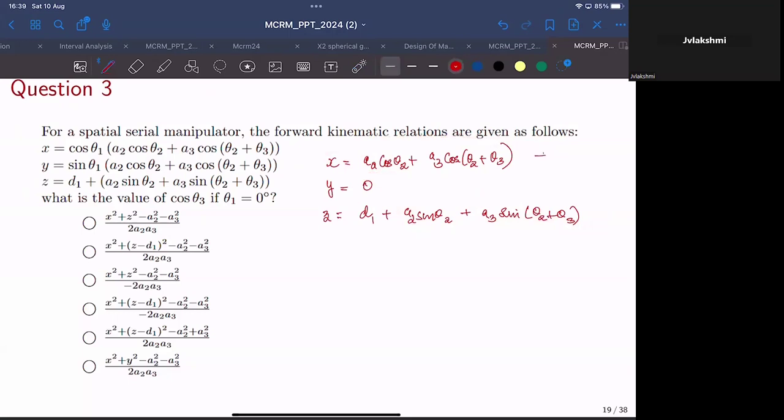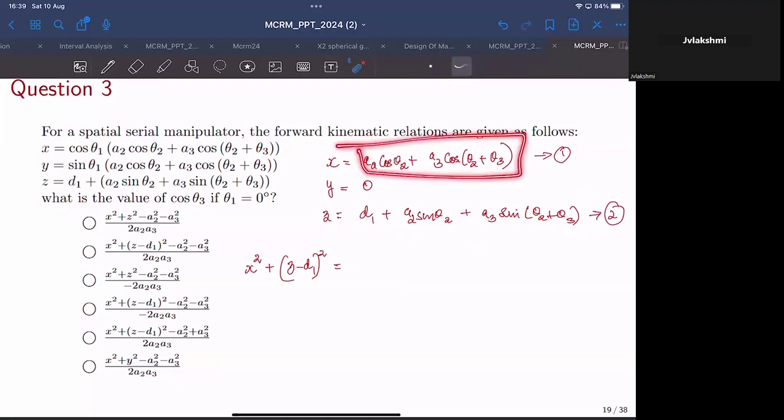So if I write this as equation 1, and this as equation 2, and rearrange, on the left hand side I get x square plus z minus d1 the whole square. If I square and add these two equations, what will you get? So the right hand side would be a2 square plus a3 square, sir.